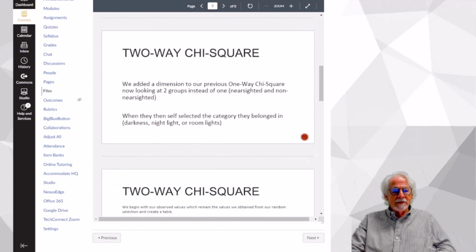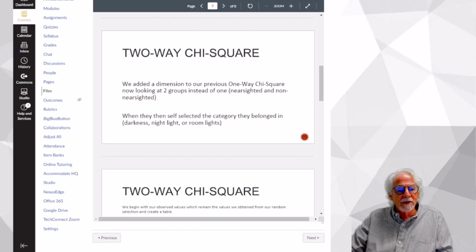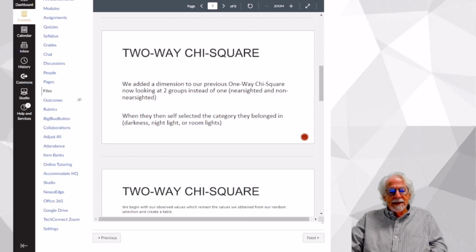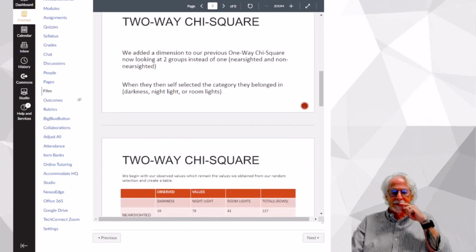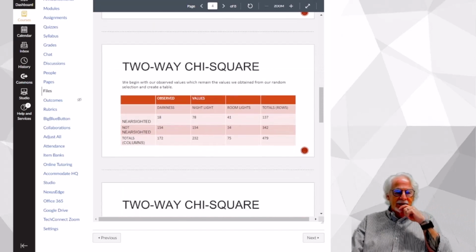So we added a dimension to our previous one-way chi-square, now looking at two groups instead of one, nearsighted and non-nearsighted people. When they self-selected the category they belonged in, we expanded the number of subjects and we added some people and see where they went. All right. So the categories were still darkness, night light, room lights, and then nearsighted or not nearsighted. Here's what our table looks like, right?